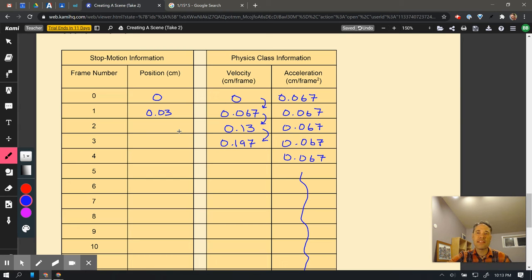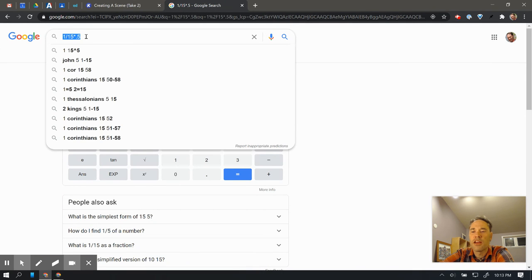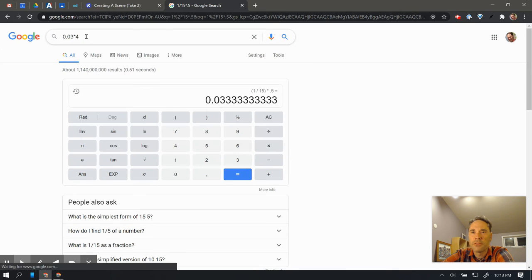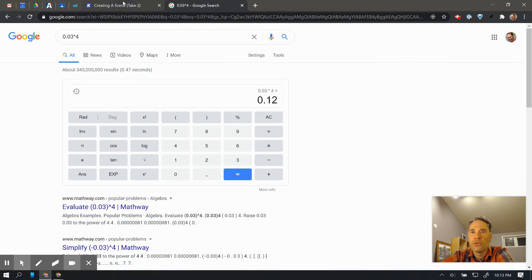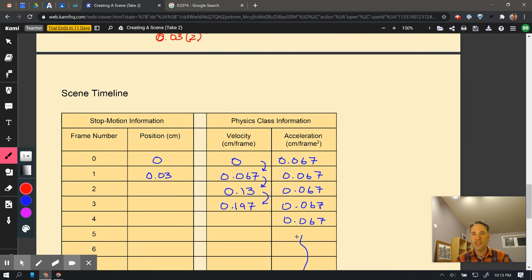So what happens when we get to the next one, and we're not doing one frame, we're doing 2 frames? At 2 frames, we've got 0.03 times 2 squared. I'm going to leave off the frame for just a moment. 2 squared is 4, and so 4 times 0.03. Maybe we can do that in our head, but let's come over to our handy dandy calculator: 0.03 times 4, and I get 0.12. All right, so we're getting on there. This is good. This is starting to feel similar to this side, but it's going to change in just a moment, and you'll see what I mean.